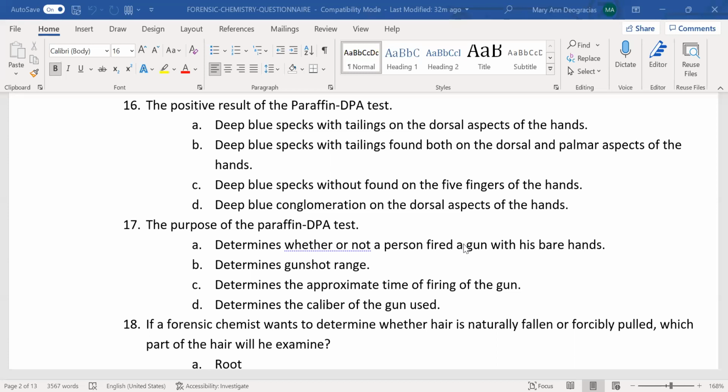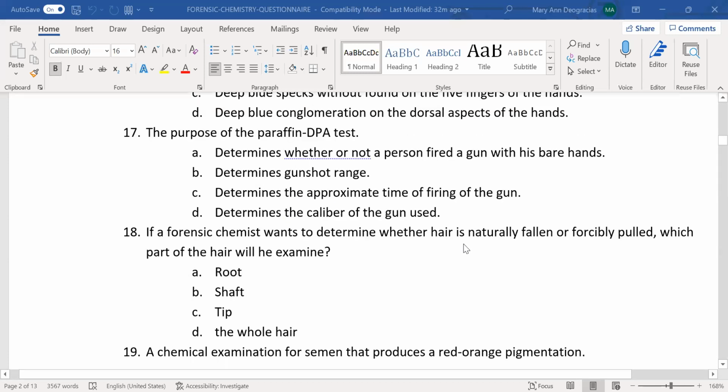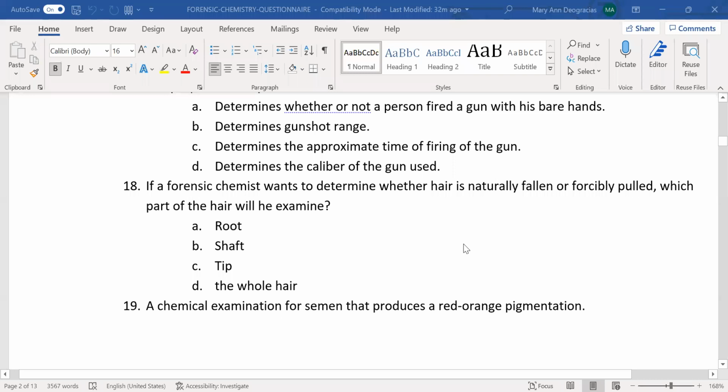Alright. Next, we have number 18. If a forensic chemist wants to determine whether hair is naturally fallen or forcibly pulled, which part of the hair will he examine? Okay, letter A, of course, root.